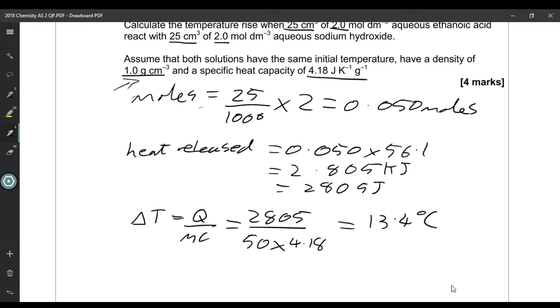A lot of students struggled with this question, but mainly in finding the heat released using the enthalpy change and the number of reacting moles. So we're told that the delta H is minus 56.1, but that's for a mole. So we've got to work out the fraction of 1 mole that's reacting to work out the fraction of the 56.1 that's released.